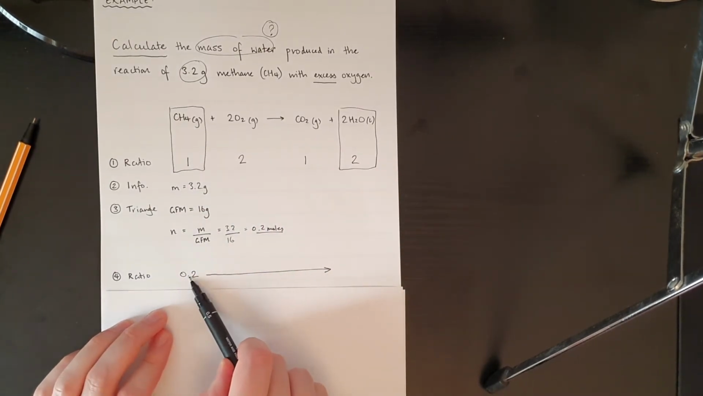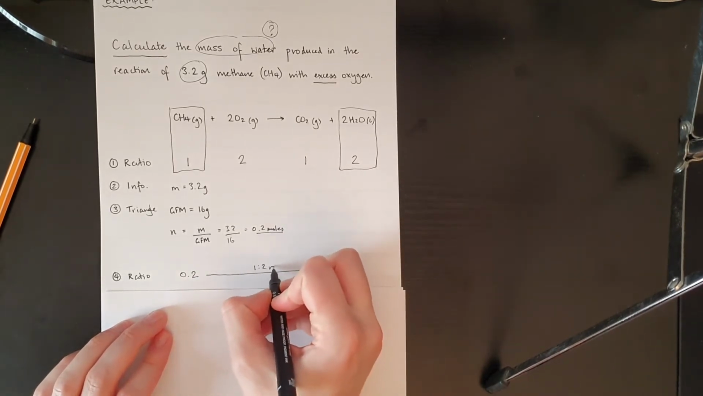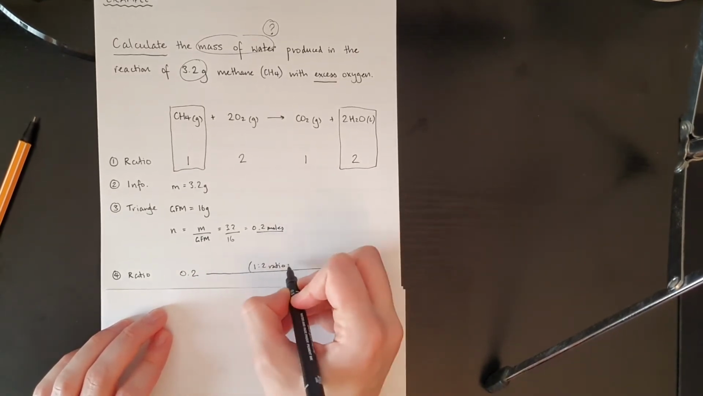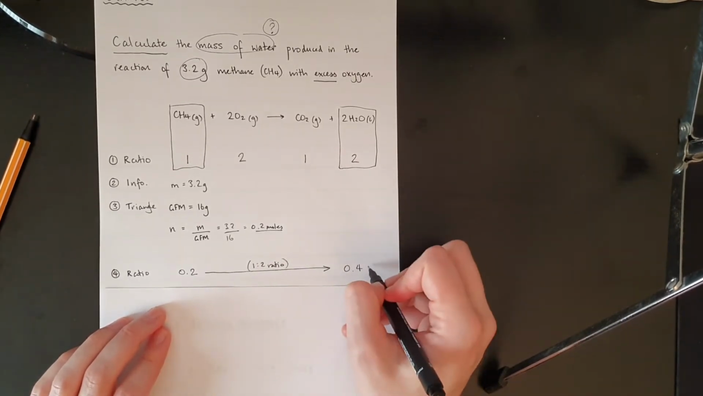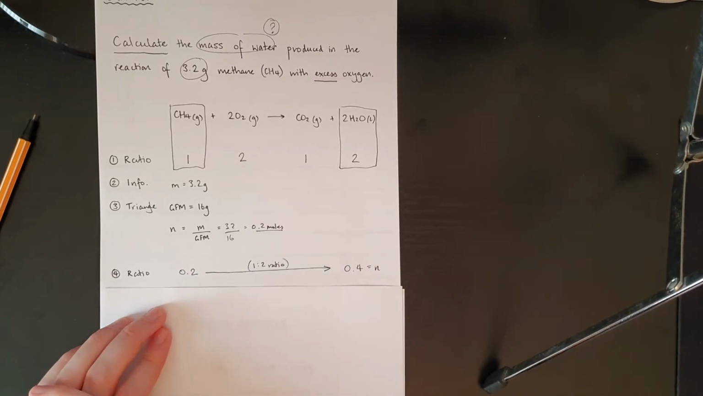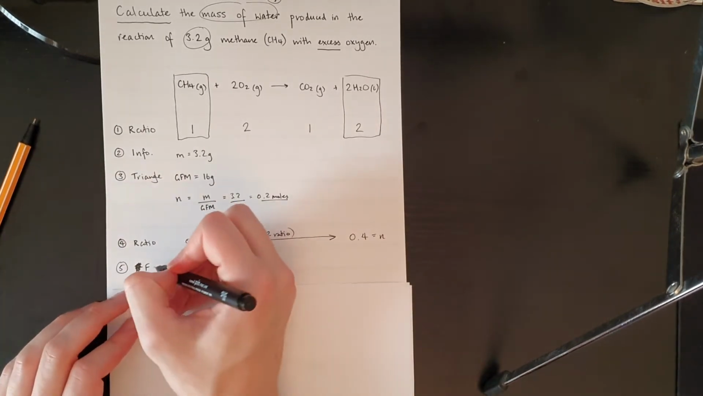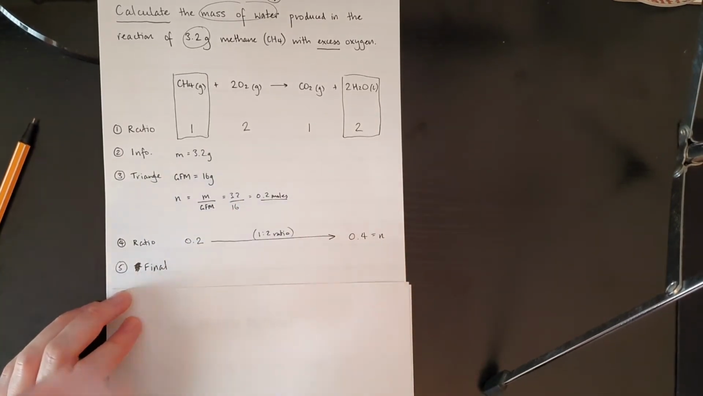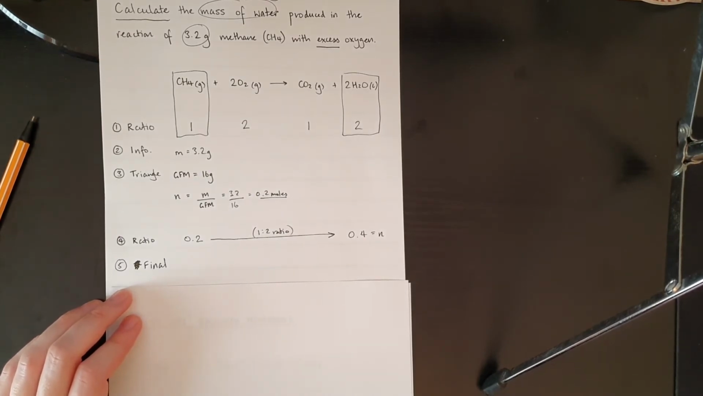So if I have 0.2, I have to multiply that by 2 because it's a 1:2 ratio, and I will get 0.4 moles. So that equals my N on this side now. So we're nearly there. All we have to do is give a final answer, and that is what the F in RIF stands for, in the format that it's asked for.